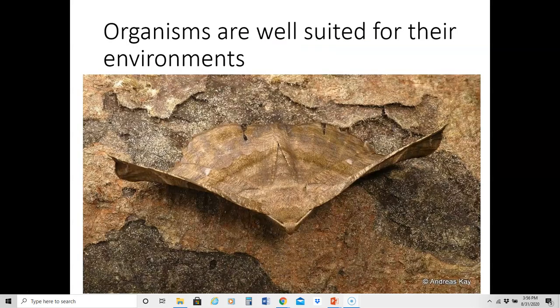If we want to look at an example of how organisms are well suited for their environments, you can see that in this image of a moth that looks just like a dead leaf. It is extremely well camouflaged. So here's the moth, extremely well camouflaged against its background, which makes it much more difficult for a predator to see. Therefore, it has a good chance of surviving to be able to reproduce.